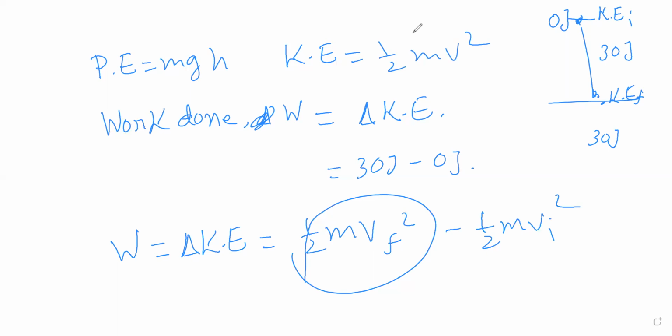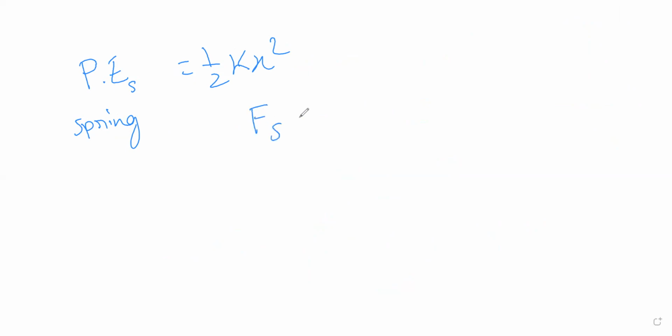And there are a few things you need to know for the spring constant. What is the potential energy for a spring? It's half k x square. X is the distance and k is the spring constant. And we know the force for a spring is equal to minus kx.